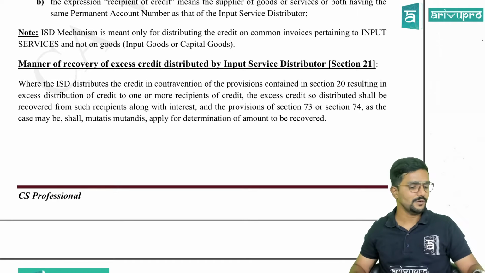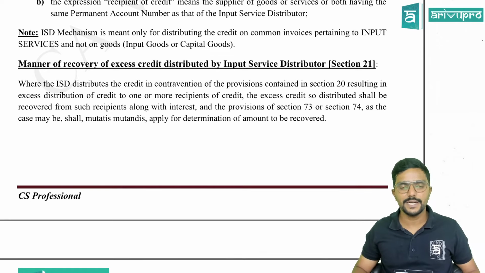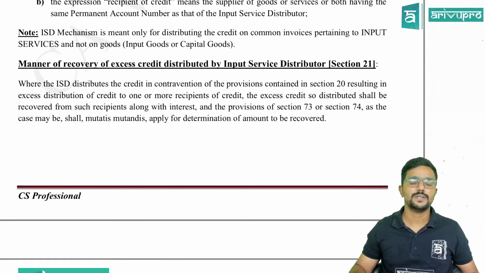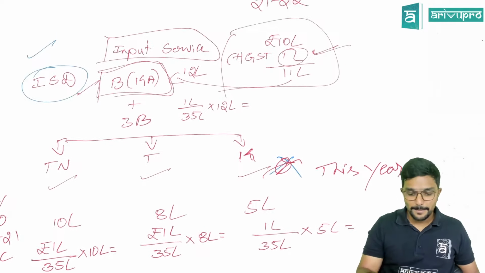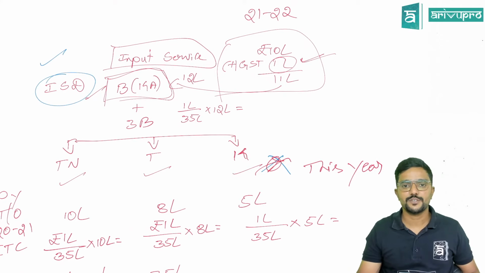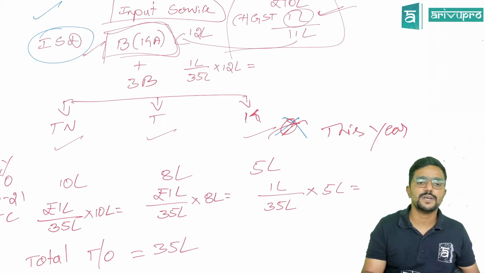Next, manner of recovery of excess credit distributed by input service distributor. Section 21. Now, input service distributor is the one who is entitled to or who is supposed to distribute the credit to each branches. Now assume in my example, the Karnataka branch was supposed to distribute the credits to all the branches, whoever is receiving the services or using the services with respect to input service. So they are input service distributor. So they were supposed to distribute the credit.